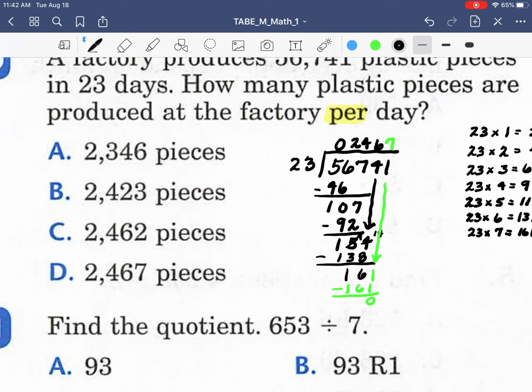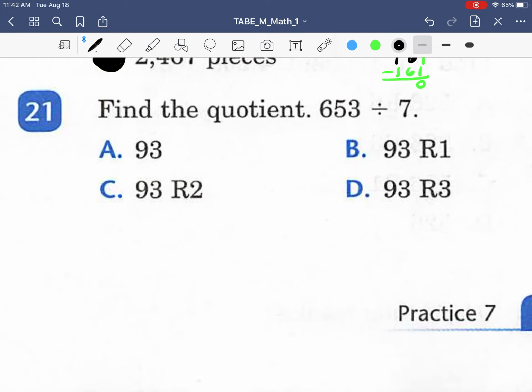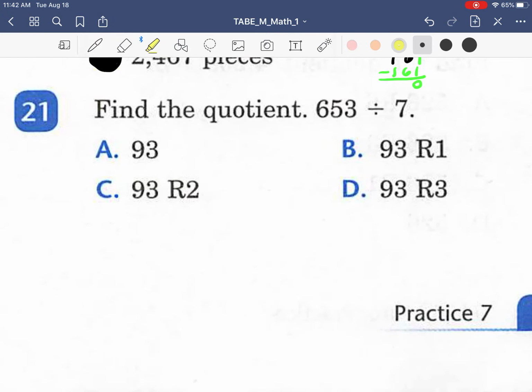So 2,467 pieces per day. So your answer to number 20 should be D, as in dog. And finally, find the quotient. There's your keyword. Here's a key also.